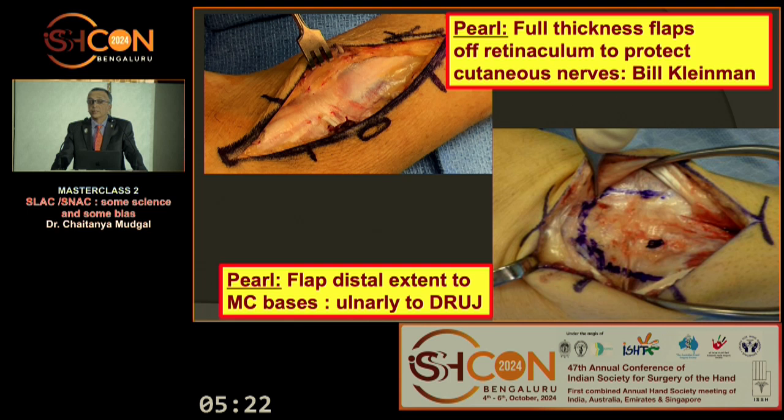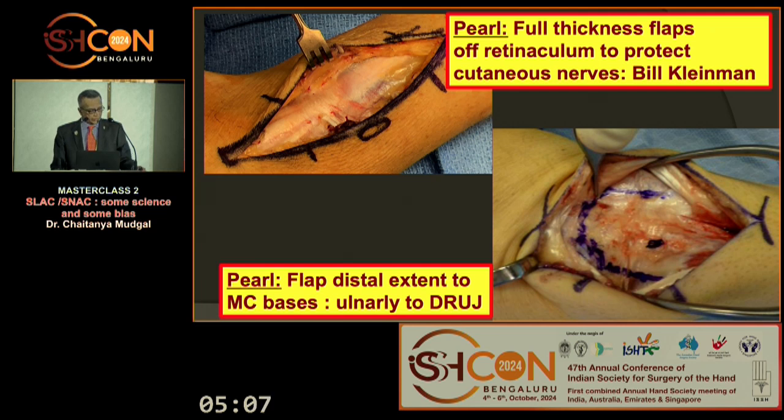I use full thickness, full flaps. This was taught to me by Bill Kleinman. It allows me to elevate all the cutaneous nerves in the flaps straight off the extensor retinaculum. I don't make a longitudinal arthrotomy. Every time I do one of these, I make a capsulotomy as shown here.